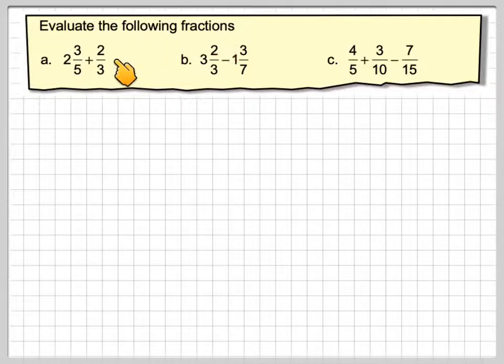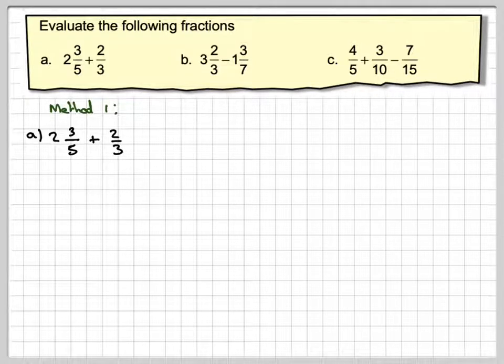Evaluate the following fractions: 2 and 3/5 plus 2/3, 3 and 2/3 minus 1 and 3/7, 4/5 plus 3/10 minus 7/15. So the first one, we're going to use two different methods.